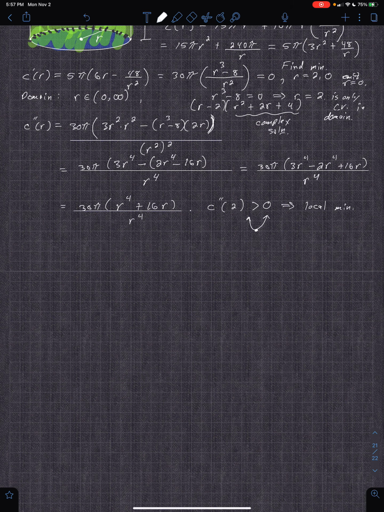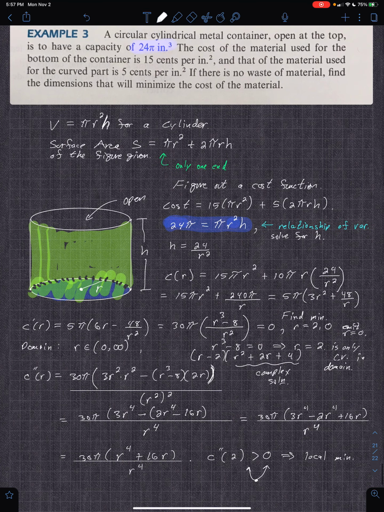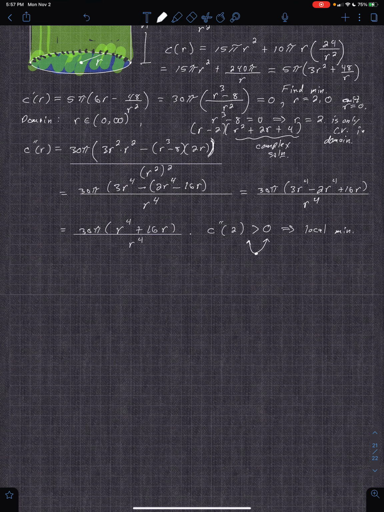All right, so then the radius should be 2 inches. And it makes sense. So therefore, the radius should be 2 inches. So what you end up getting is a radius of 2 and a height of 6. So this is 2 and then this is 6. You can check that. And again, that's open at the top. Okay.